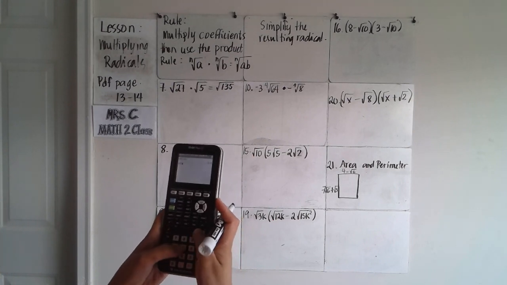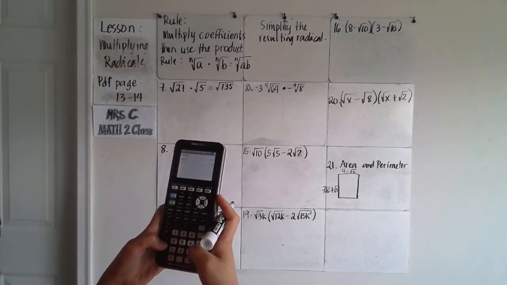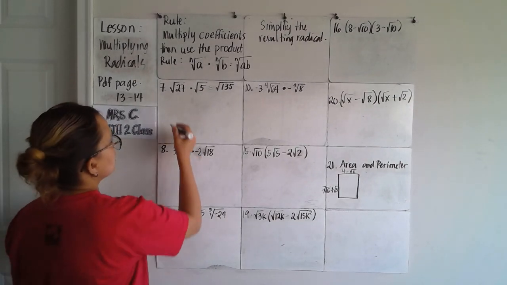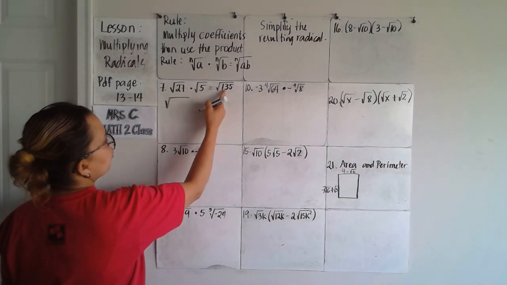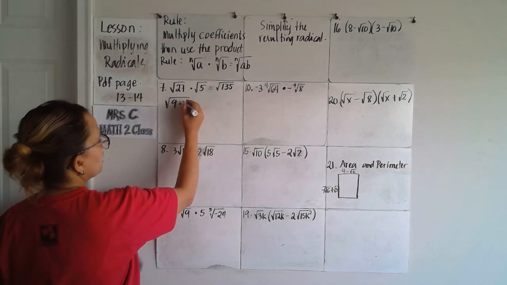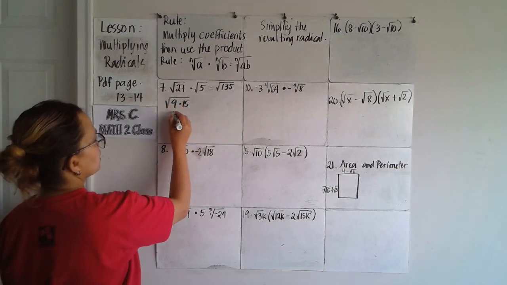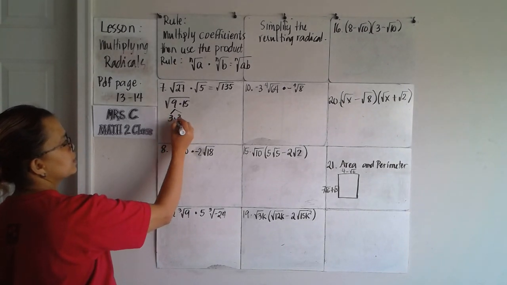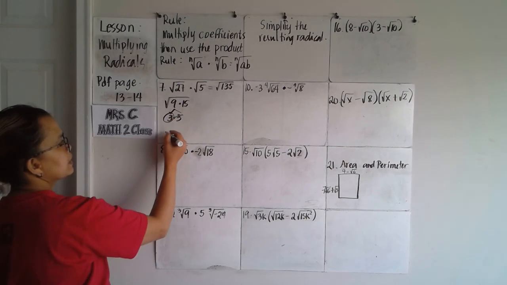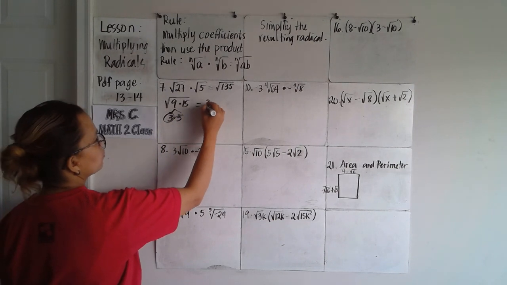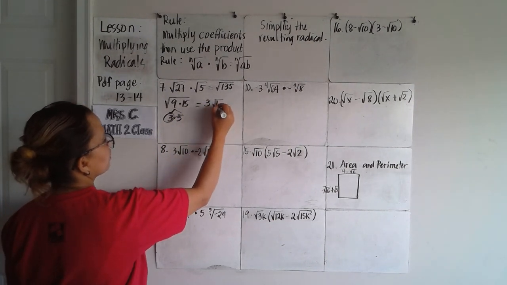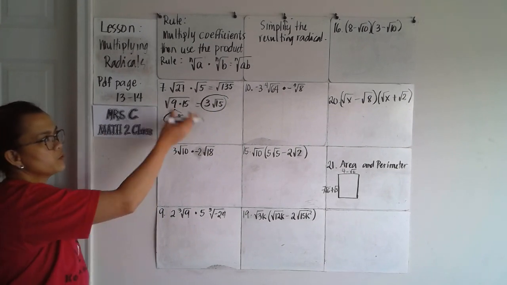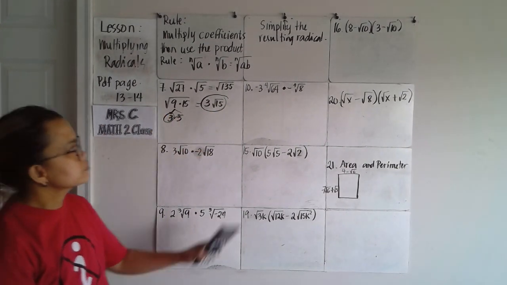No. 135, is it divisible by 9? Yes, it's 9 and 15. So I will be rewriting 135 as 9 times 15. Since 9 is a perfect square number, that will be 3 and 3. Cancel 1, take 1. So the answer here would be 3 square root of 15. Does it make sense to everybody? I hope you understand number 7.